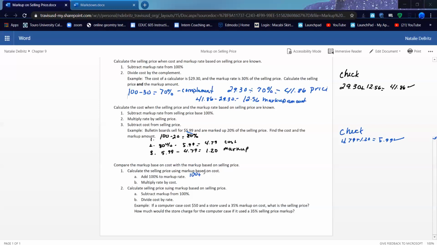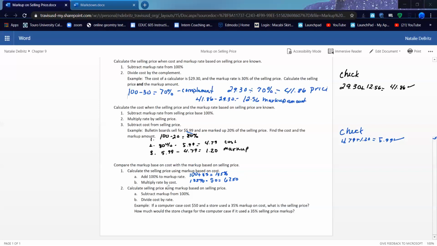So this is going to be 100 plus 35, which is 135%. Then we're going to multiply that times the cost. The cost was $50, which is going to be $67.50.